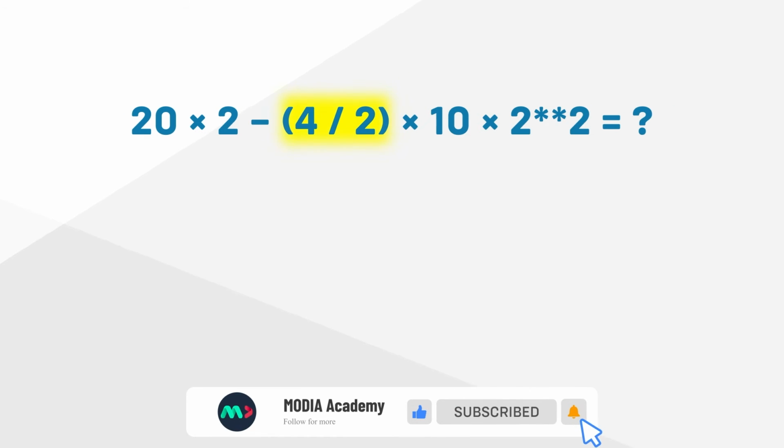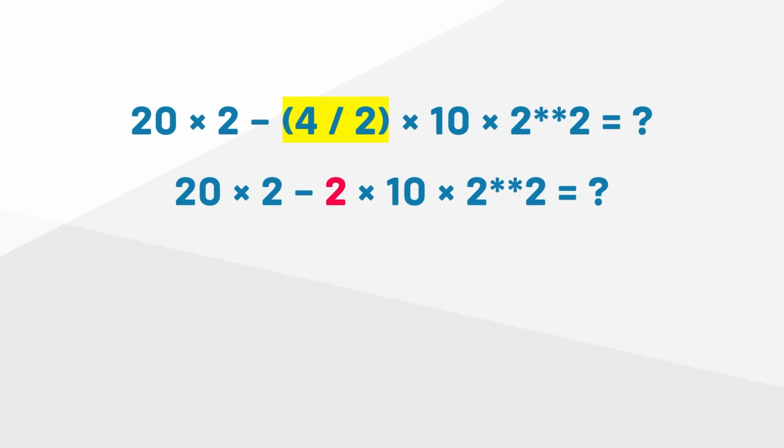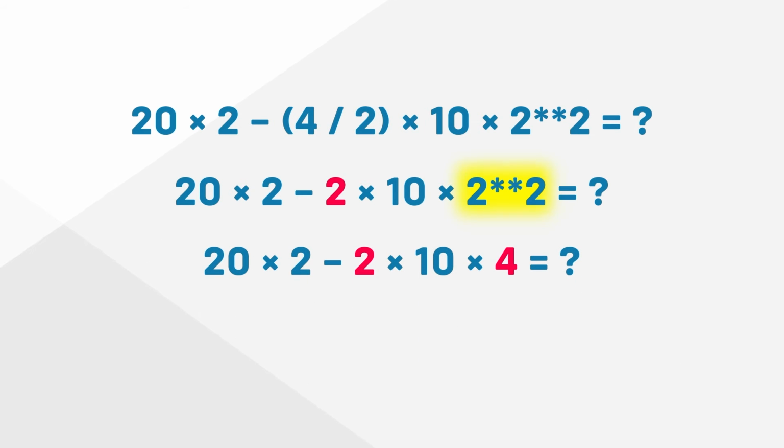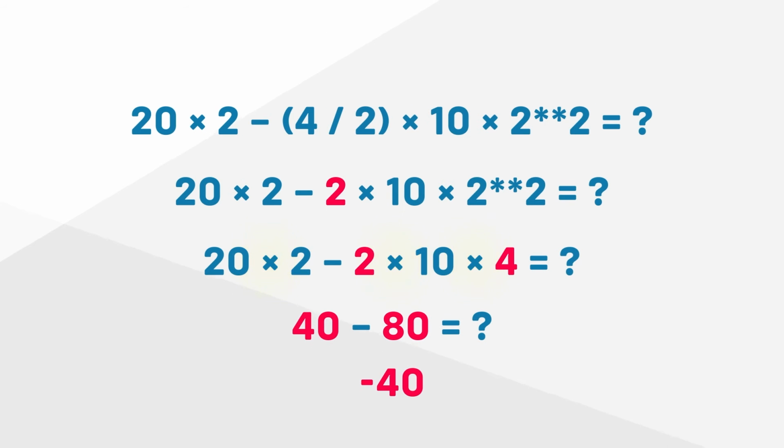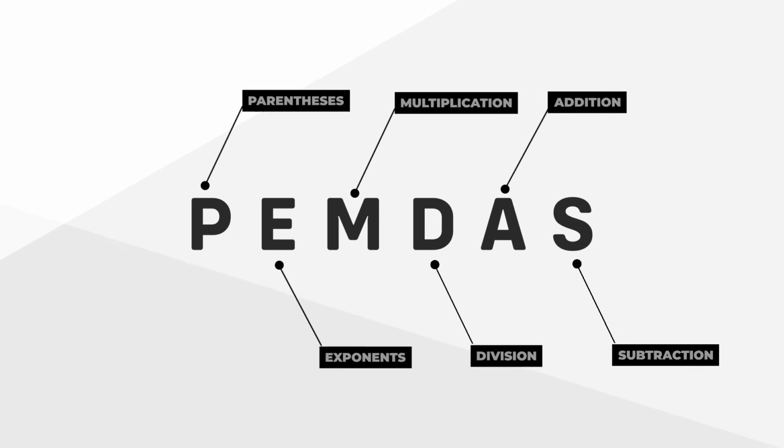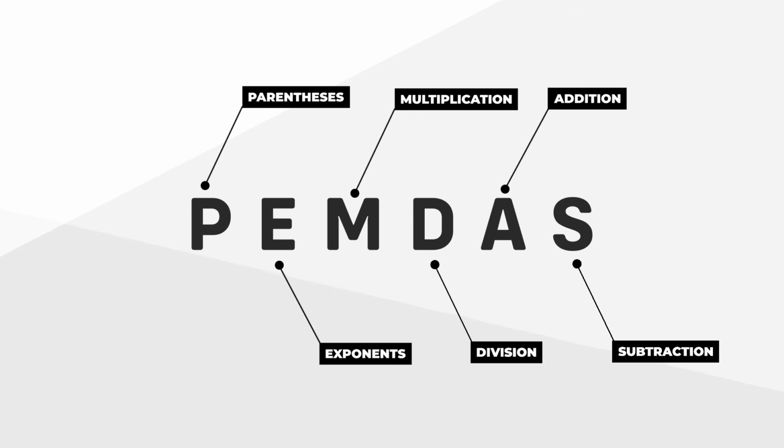And they are: 1. Do things in parentheses first. 2. Do exponents like powers and roots. 3. Multiplication or division. 4. Addition or subtraction. So, as you can see, the answer is -40. If you have trouble memorizing this rule and it is difficult for you, you can use this acronym: PEMDAS. Parentheses first, exponents, multiplication and division, addition and subtraction.